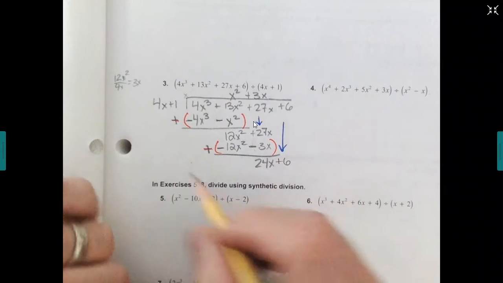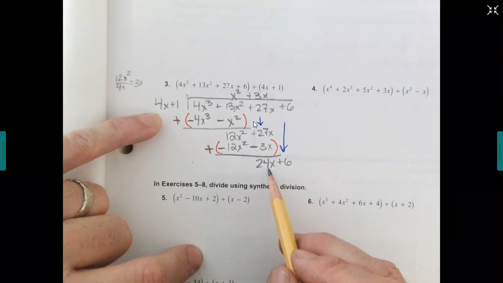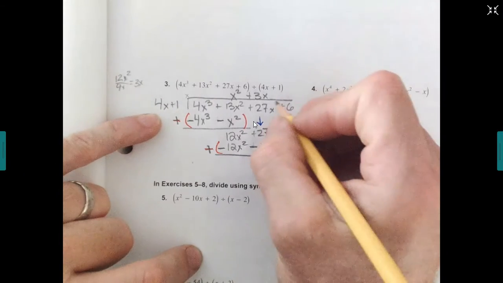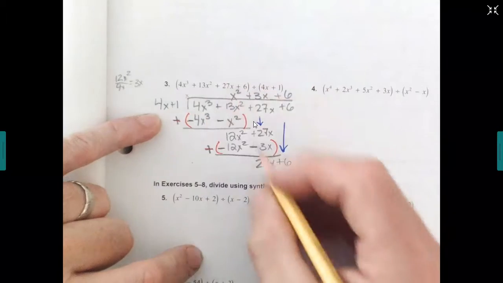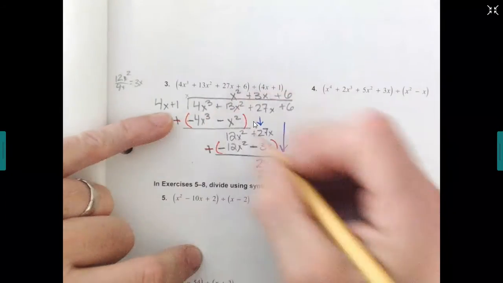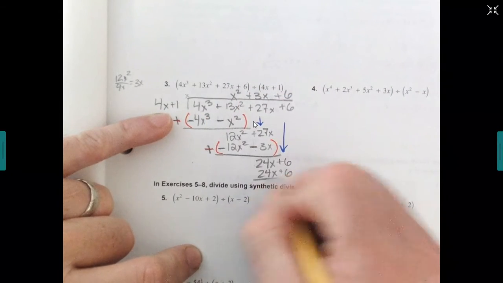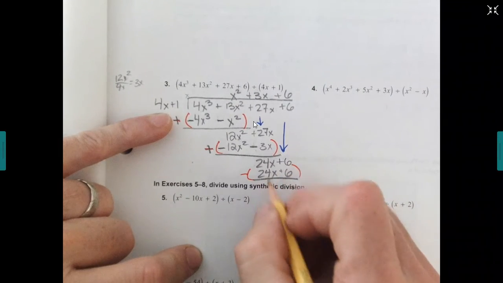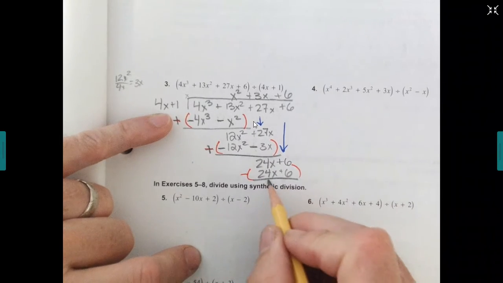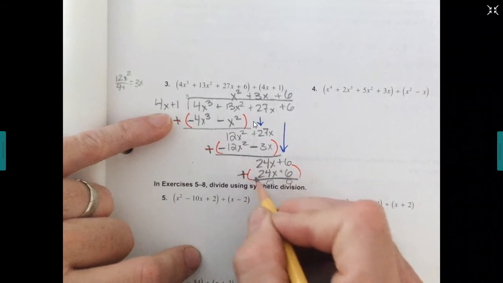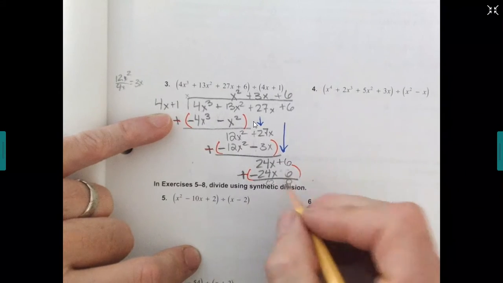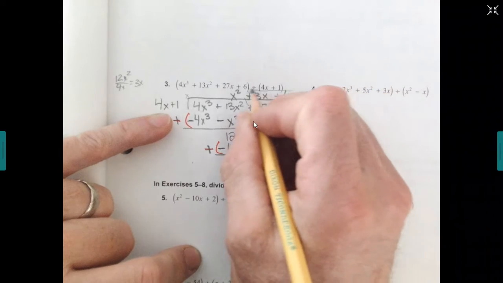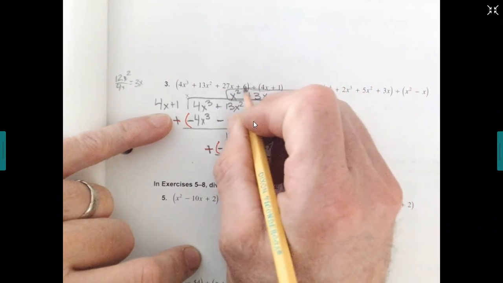And then I have to bring down plus 6. 4x goes into 24x how many times? That is 6. 6 times 4x is 24x. 6 times 1 is 6. Hey, look at that. Subtract, and I get 0, 0. I get no remainder. So I'm adding the opposite. So there it is, no remainder. There's my answer: x squared plus 3x plus 6.